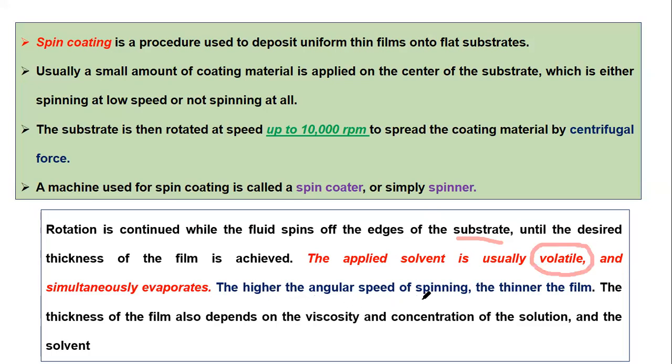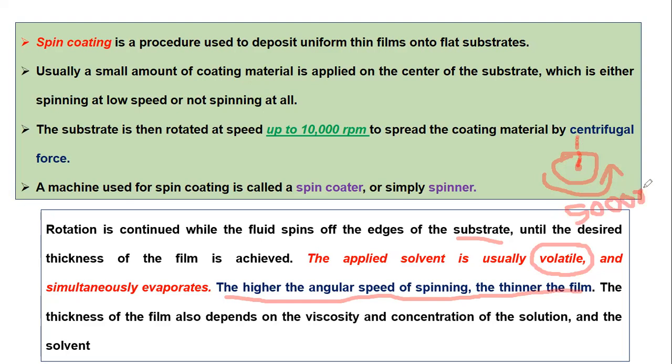The higher the angular speed of spinning, the thinner the thin film. This sentence is very important. Suppose this is the spin coater, and we deposit a drop cast onto the center point, and the spin coating machine is rotated in an anti-clockwise direction at a speed of, say, 5000 rpm.